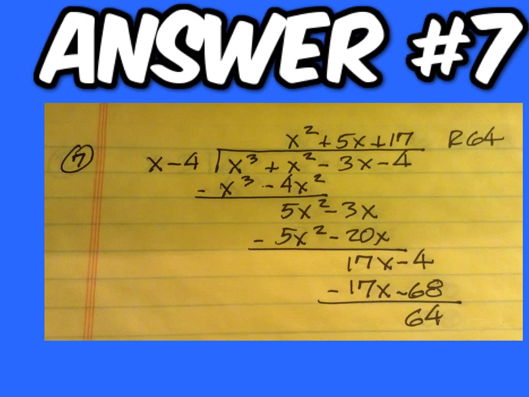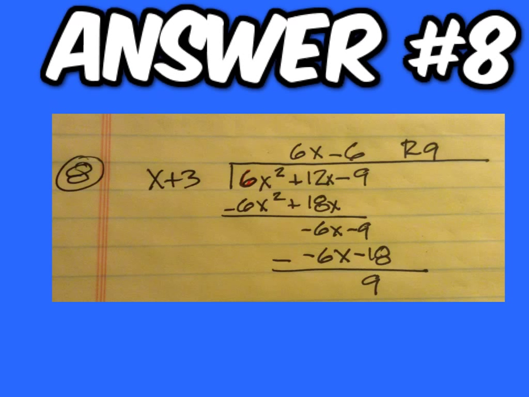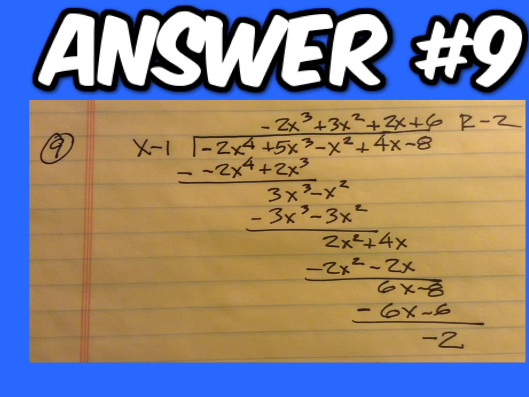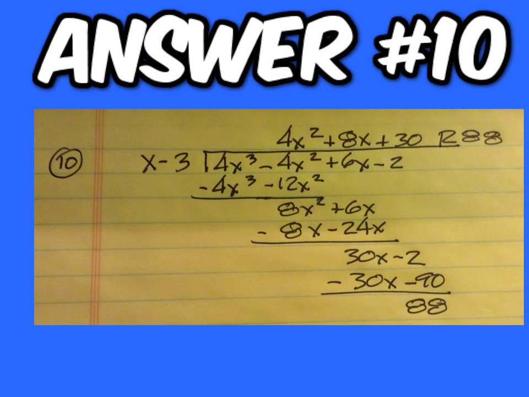X squared plus 5x plus 17, remainder 64. 6x minus 6, remainder 9. Negative 2x to the third plus 3x squared plus 2x plus 6, remainder -2. Last one, 4x squared plus 8x plus 30, remainder 88.